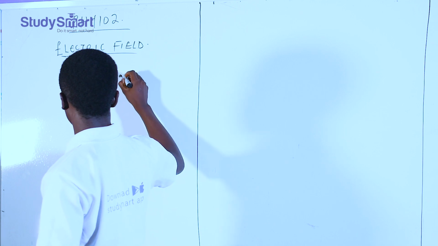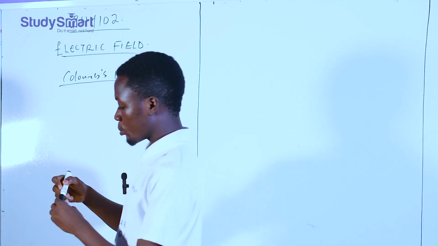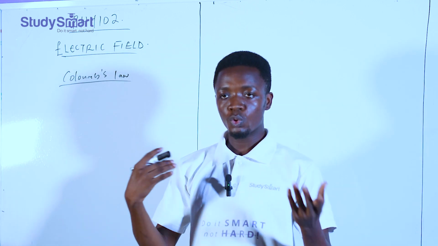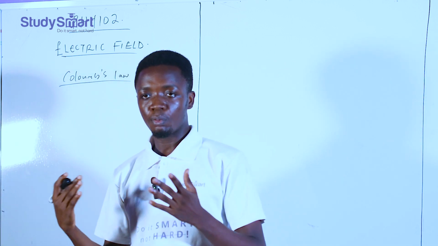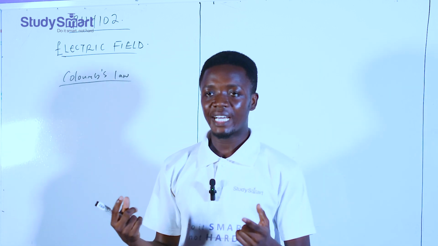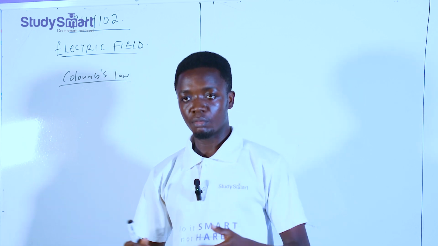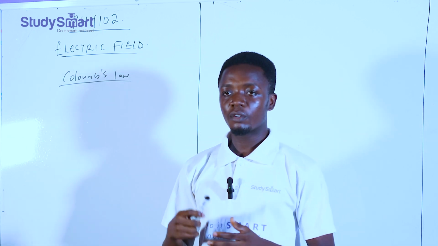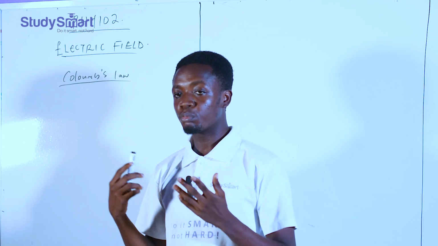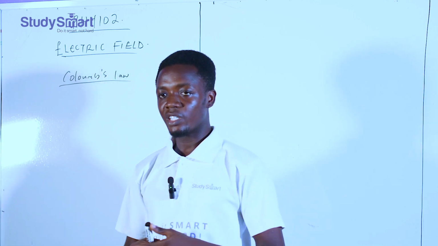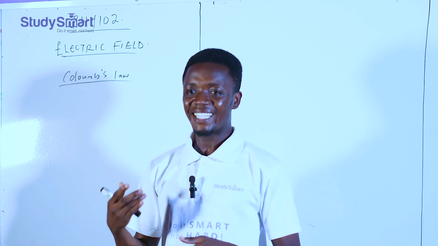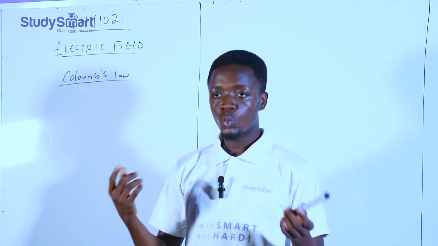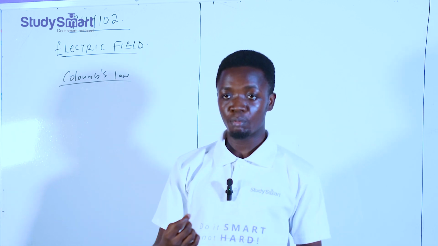Coulomb's law is the law that shows the relationship between the force of attraction or repulsion between two bodies and the distance apart between the bodies. It states that the force of attraction between two bodies is directly proportional to the product of the charges and inversely proportional to the square of the distance between the two point charges.